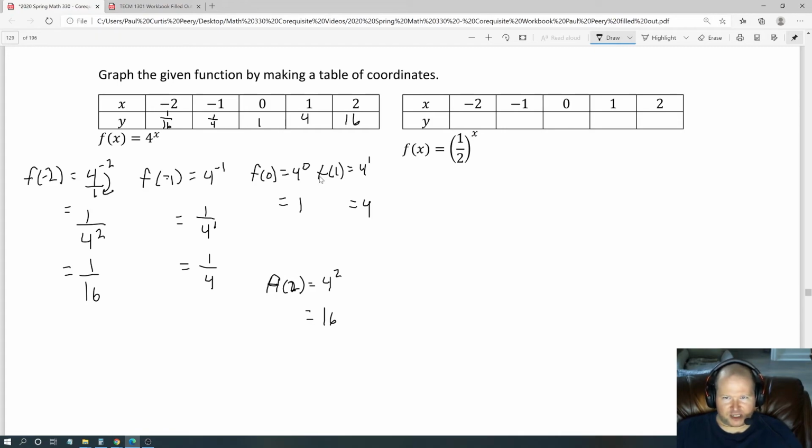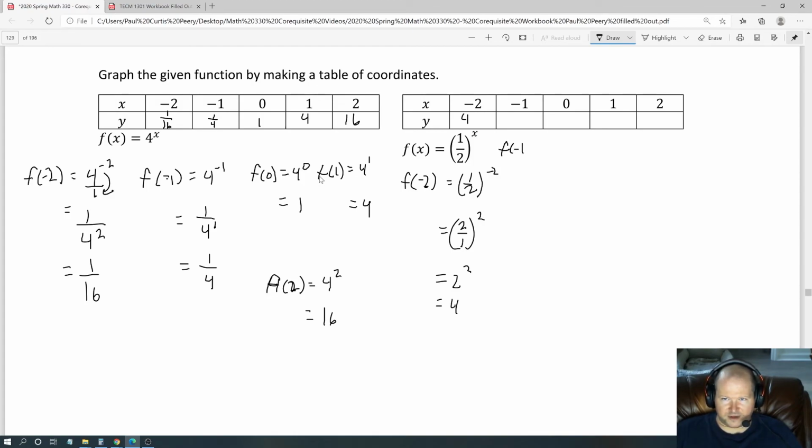Okay, we do the same kind of process on this one. So in this case right here, I'm going to plug a -2 in. So that would give me 1/2 to the -2. Now in this case, because it's a fraction, you can flip it, right? So I just flip the 1 and the 2, and that turns the exponent into a positive. So now it's 2 over 1 to the positive second power, which is the same as 2 to the second power, which is the same as 4. Cool.